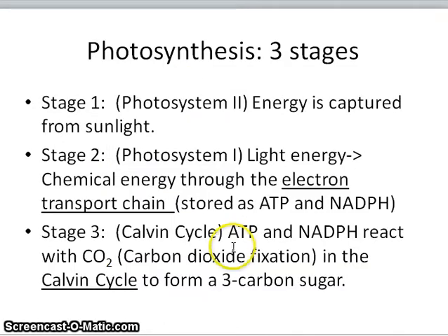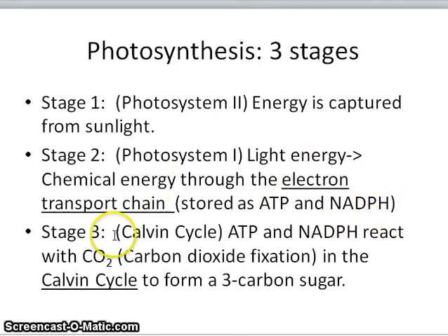So, photosynthesis has 3 stages. Stage 1 is actually called Photosystem II because it was discovered after Photosystem I, which is strange. But Stage 1 is Photosystem II, where energy is captured from sunlight. In Stage 2, called Photosystem I, the light energy is converted to chemical energy through the electron transport chain. I might call that the ETC, electron transport chain. And the chemical energy is stored as 2 molecules, ATP and NADPH.